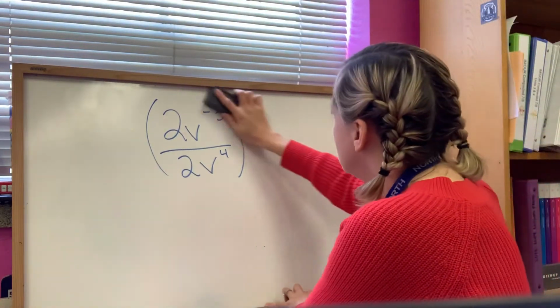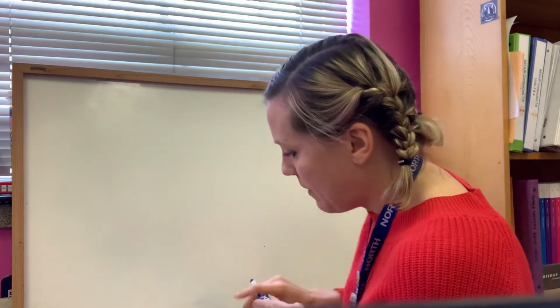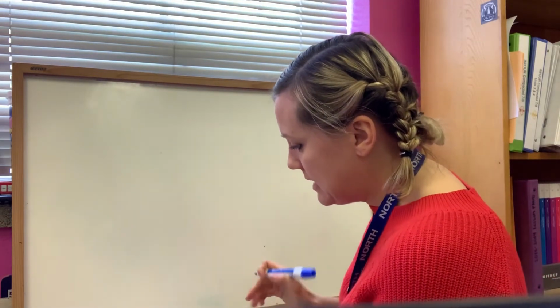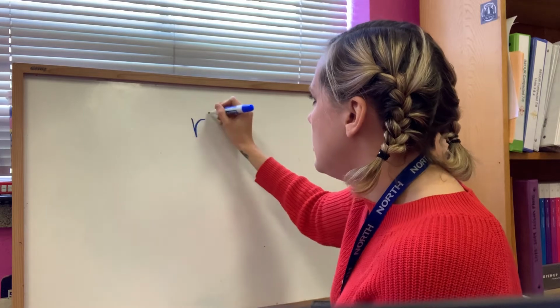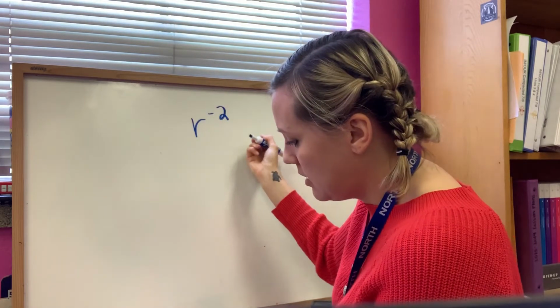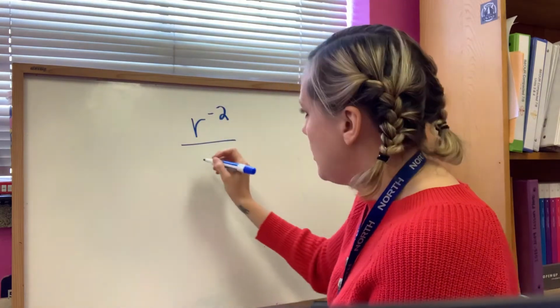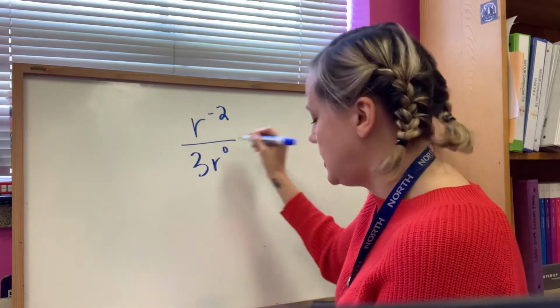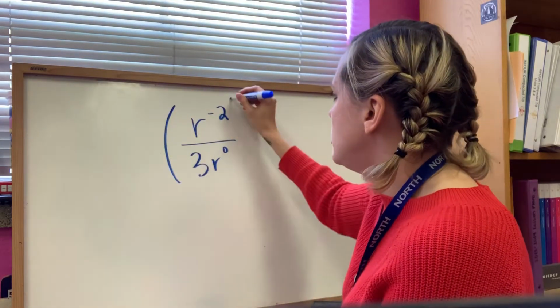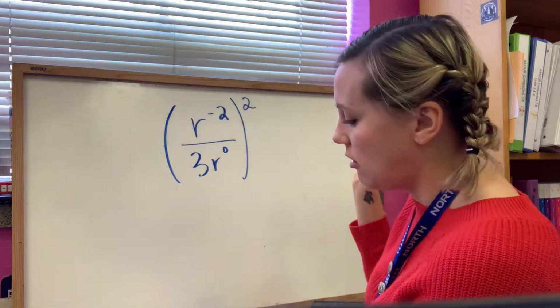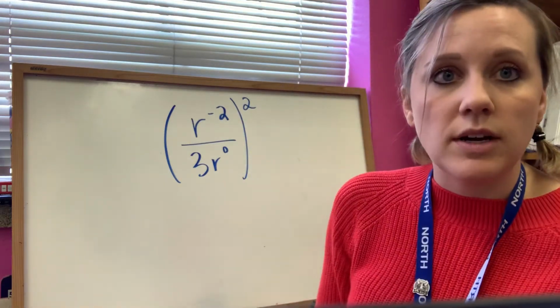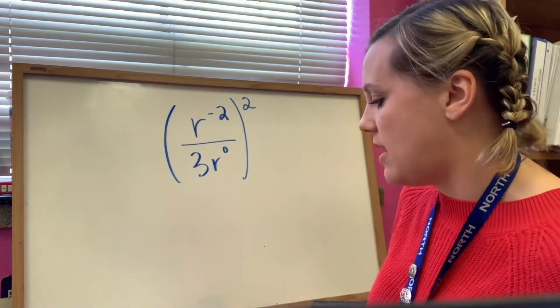Let's do some more. Let's say we have r to the negative second power over 3r to the 0 power, all to the second power, all squared. Go ahead and pause this one and try to solve it real quick, and then I'll solve it with you.